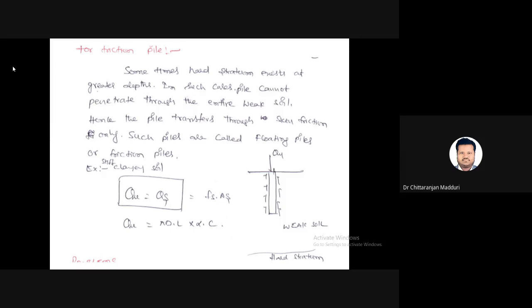So ultimate load is equal to skin friction, which is the average undrained shear strength into the surface area of the pile. The surface area of the pile is given by pi d into L, and the average undrained shear strength is given by alpha into C.